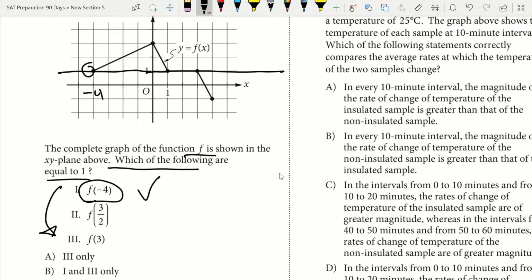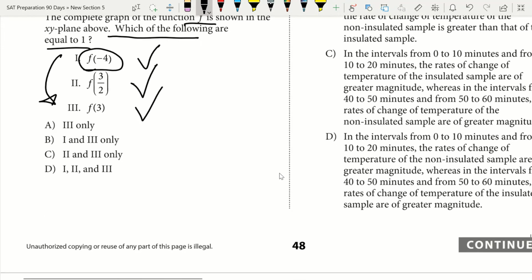Next we have f of 3 over 2. That's 1.5. I know 1.5 is going to be right where this arrow is pointing on this graph right there. I see that does equal 1. So that's also correct. Next I have f of 3. I see that that also is intersecting my point of 1, right? That is equal to 1. That is also true. So the answer there is 1, 2, and 3. That one right there is pretty easy.